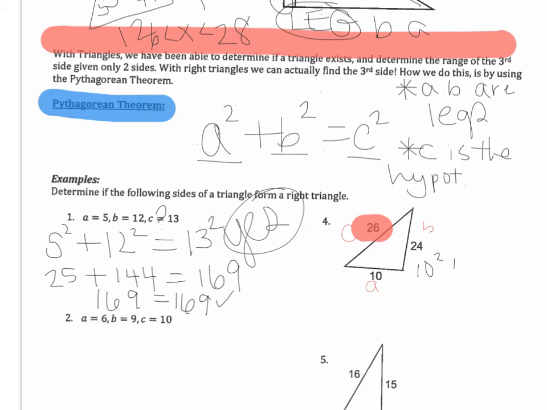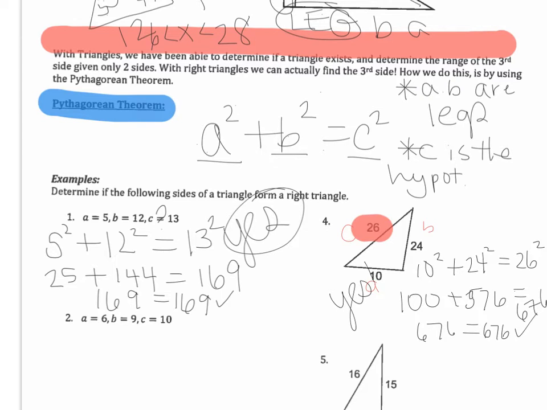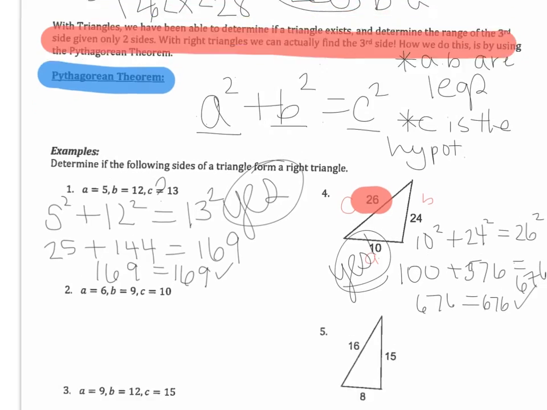10 squared plus 24 squared equals 26 squared. So 10 squared is 100. 24 squared is 576. And 26 squared is 676. I'm running out of room here. So 676 equals 676. Absolutely. So yes, a right triangle is formed. Okay. So let's keep scrolling here.